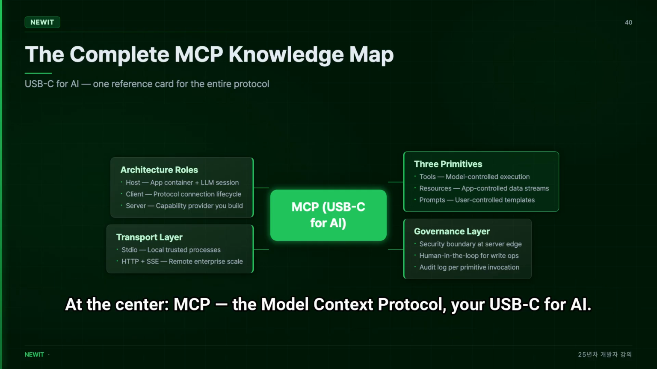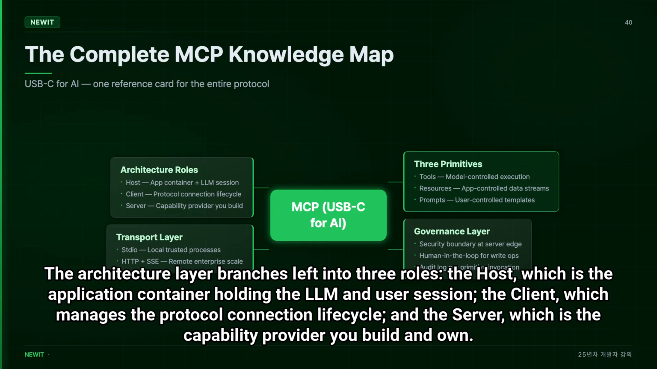At the center, MCP, the Model Context Protocol, your USB-C for AI. The architecture layer branches left into 3 roles. The host, which is the application container holding the LLM and user session. The client, which manages the protocol connection lifecycle. And the server, which is the capability provider you build and own.